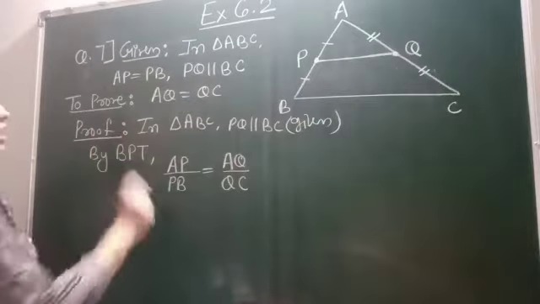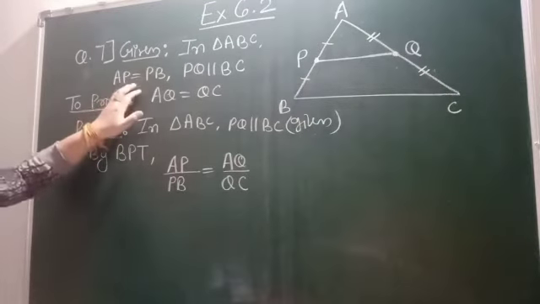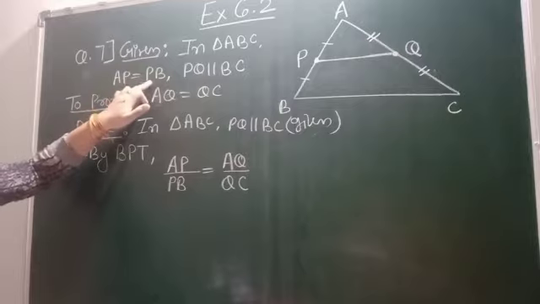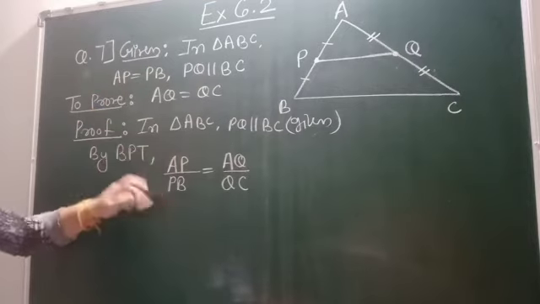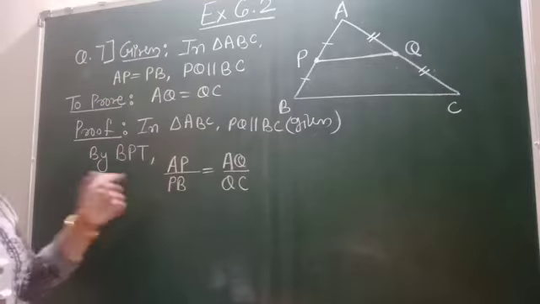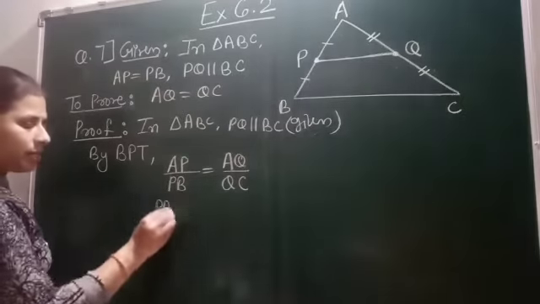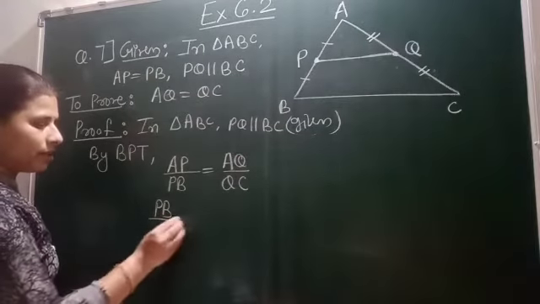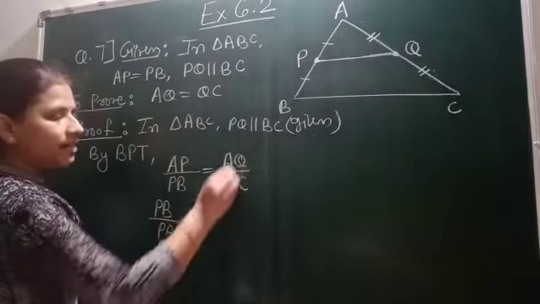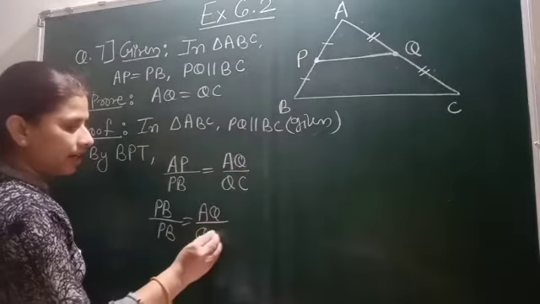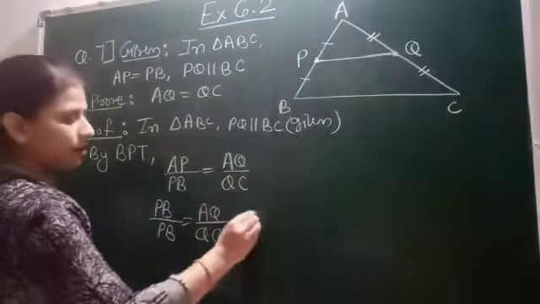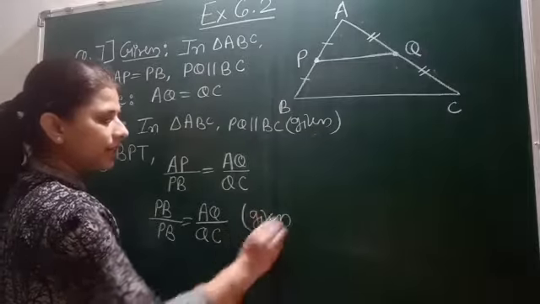Now it is given that AP is equal to PB. So in place of AP we can write PB. PB upon PB equals, the right hand side we will write as it is, AQ upon QC. Here we will write "given".